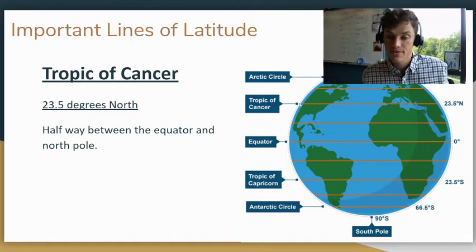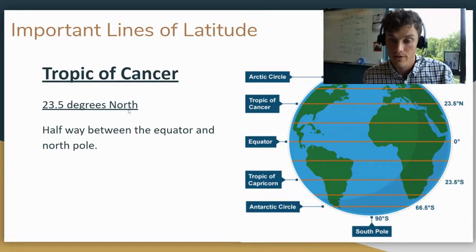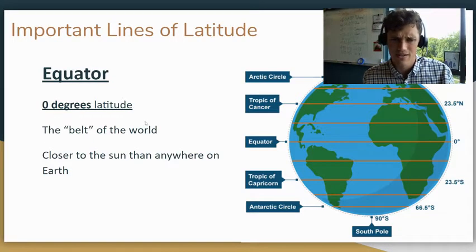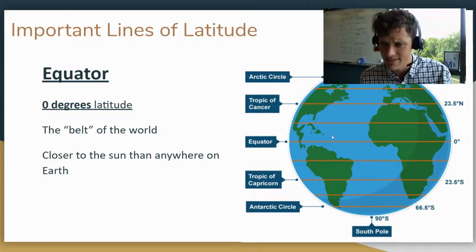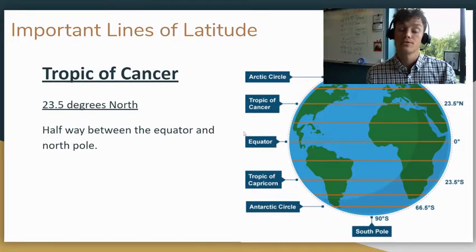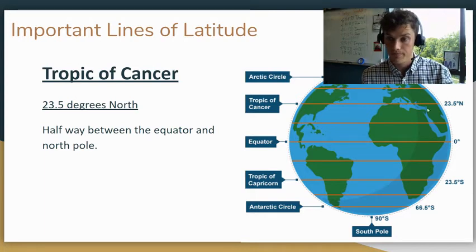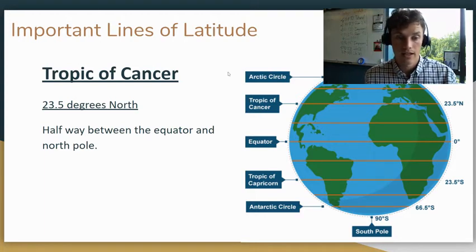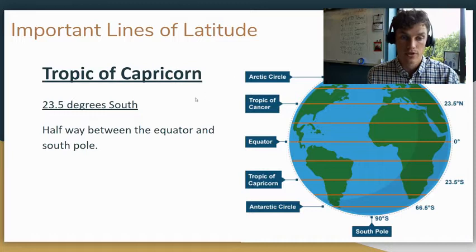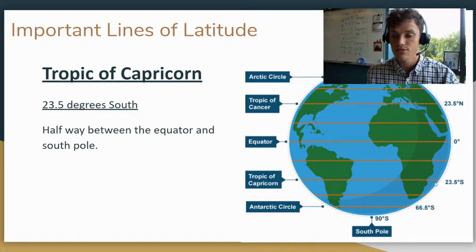The Tropic of Cancer is this line right here. It is 23.5 degrees north. By the way, the equator is 0 degrees latitude. It's that 0 point. But the Tropic of Cancer is 23.5 degrees north. And of course, the Tropic of Capricorn is 23.5 degrees to the south.